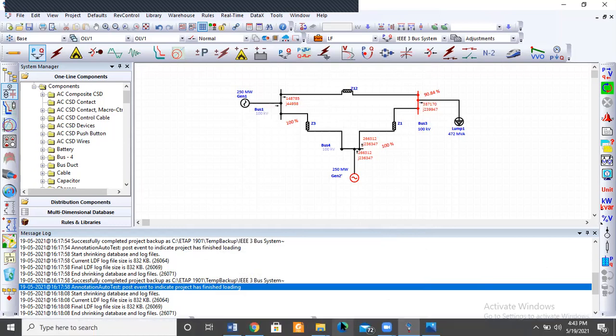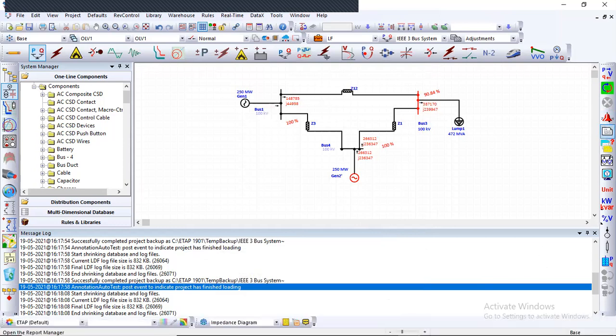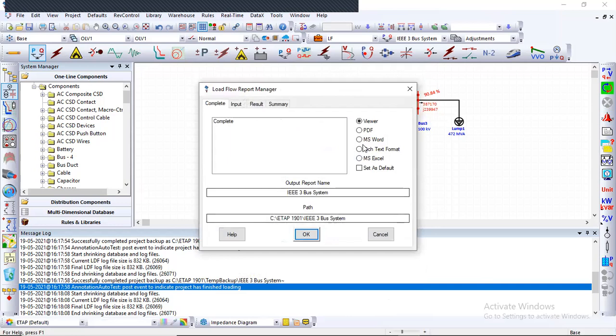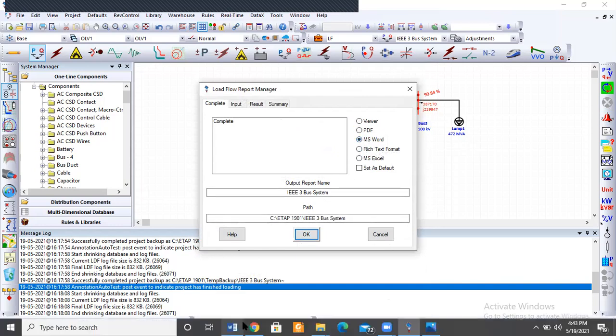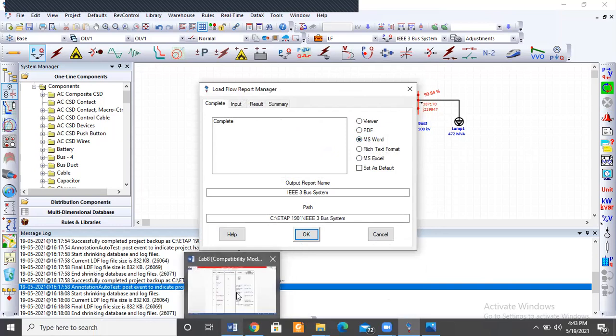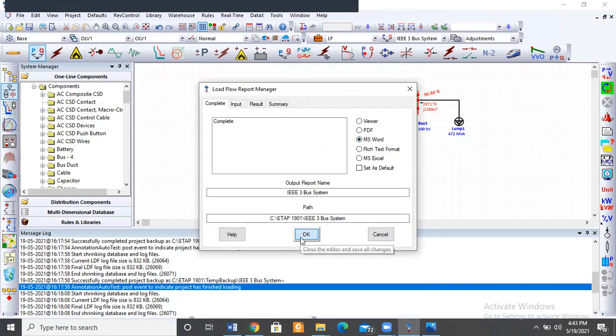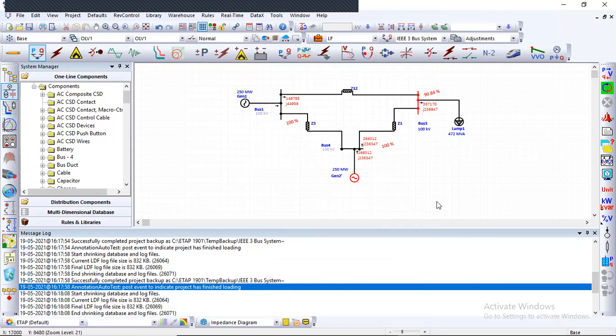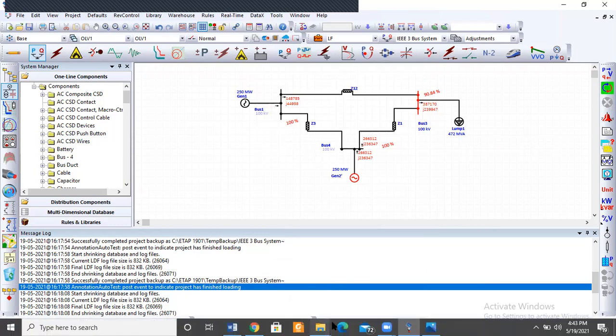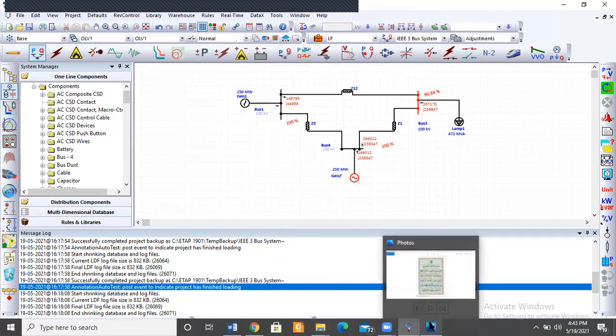Is it creating or not? It should have been created, but why is it not generating the report? I think we need to wait for this. Why is the report not generating?